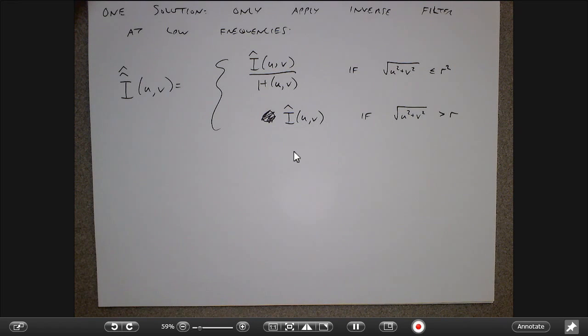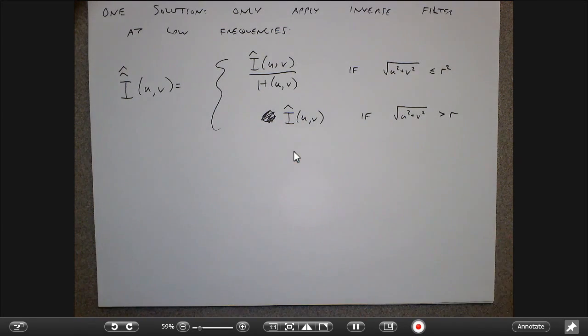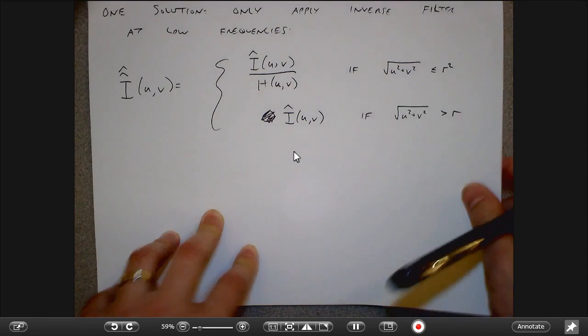Saying, inverse filter the low frequencies where I expect there to be problems, but for high frequencies where the noise over the H could blow up, just leave that the way it was, right? Then you're kind of stuck with tuning this radius to be the right thing. So the right thing to do, which is something that we talked about in DSP, is what's called the Wiener filter, okay? And so there was a whole lecture back in DSP where I talked about the right thing to do.